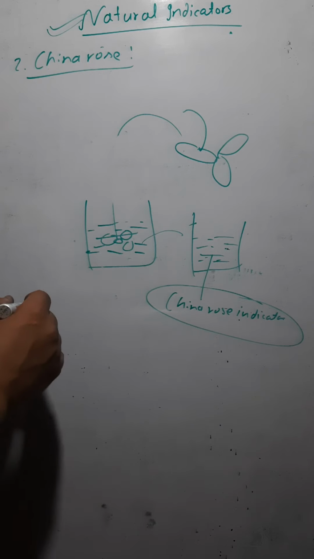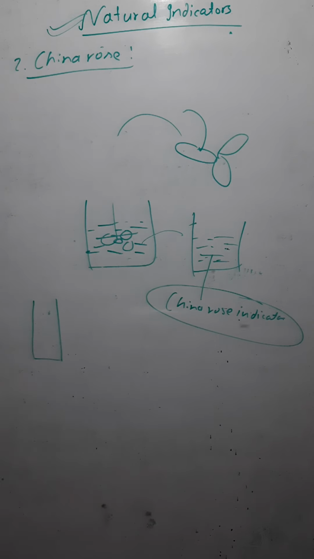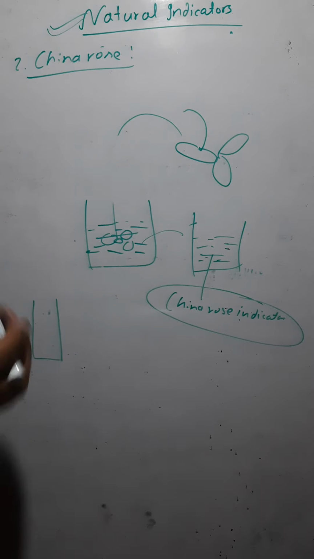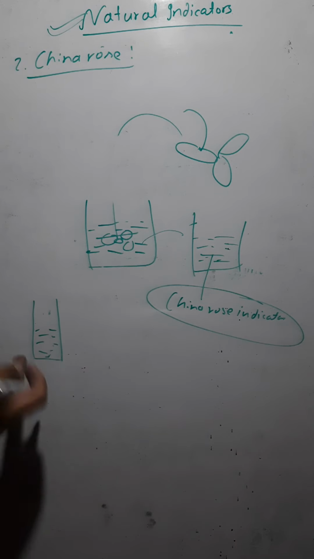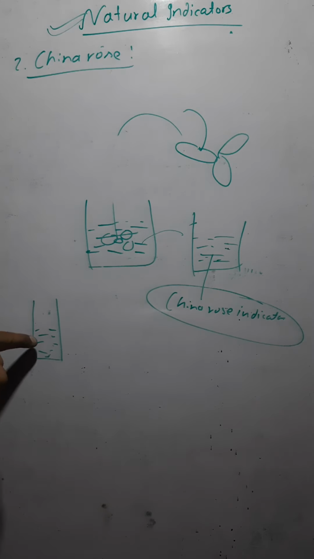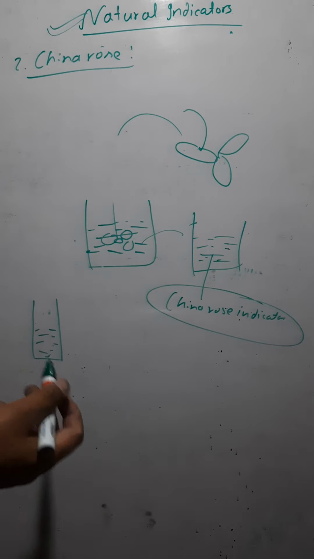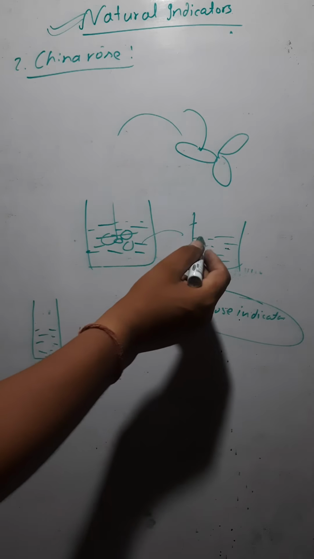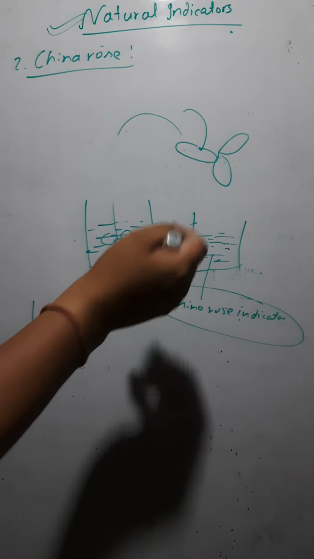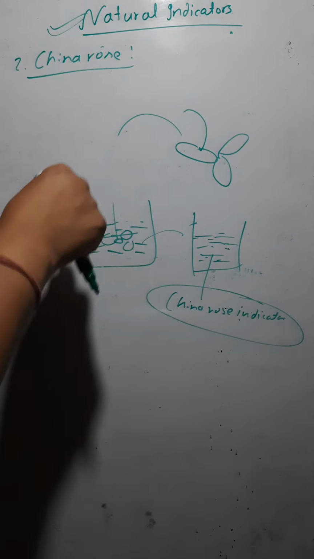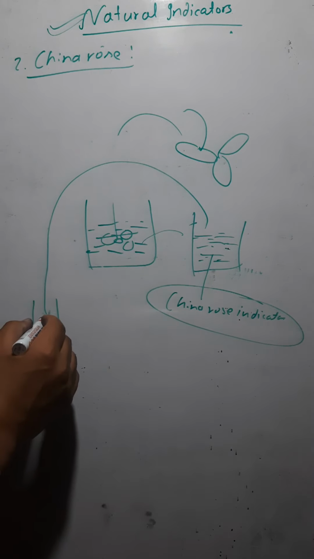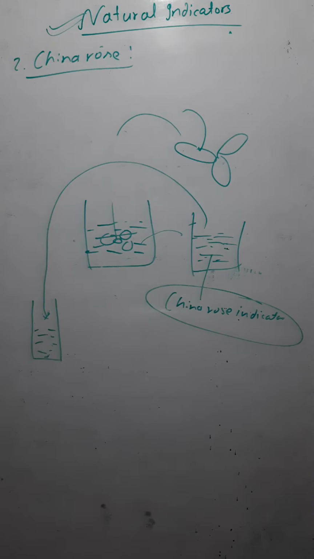Now you take a small flask like this, a conical flask. You have a solution here, but you don't know which solution this is. To find out whether this is acid or base, you take this China rose indicator that you have made. Take a few drops of China rose indicator and pour it in this one solution.